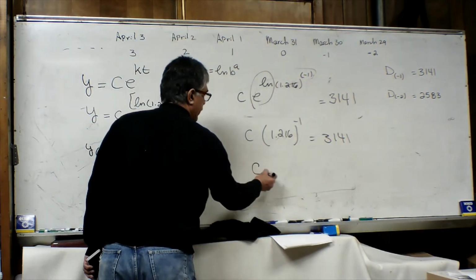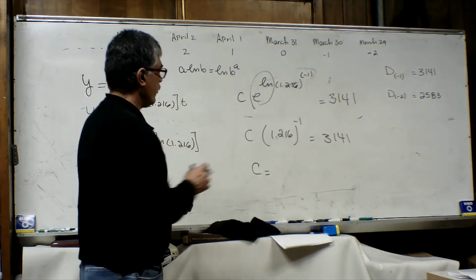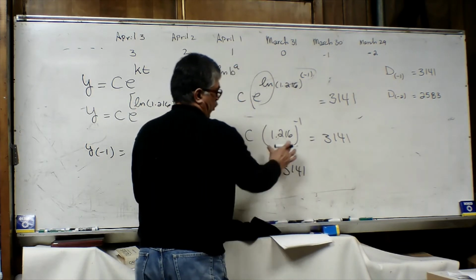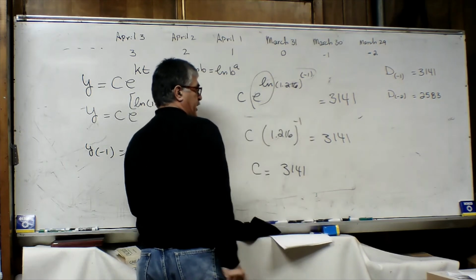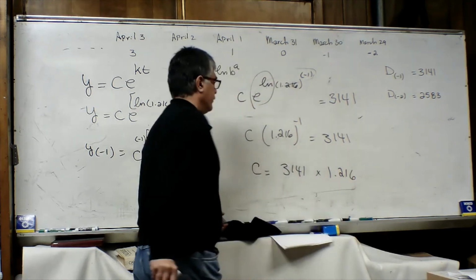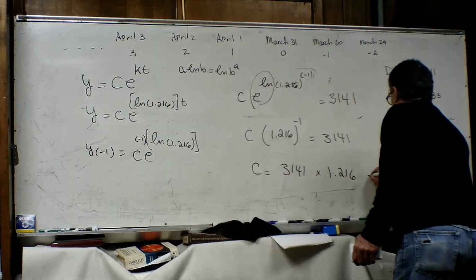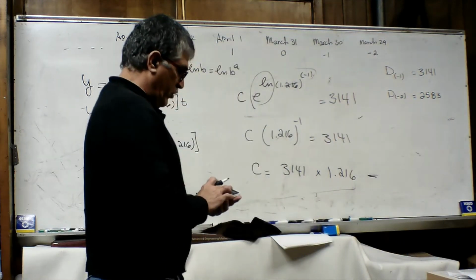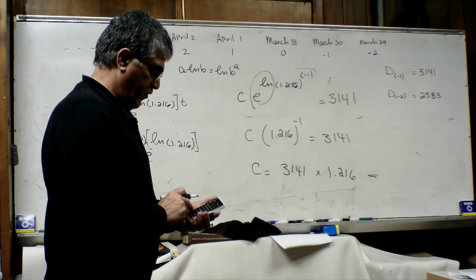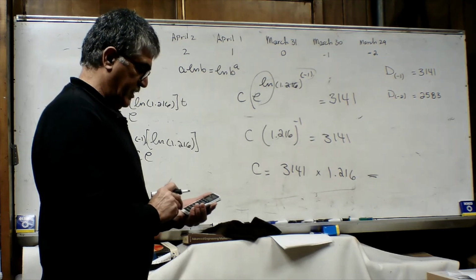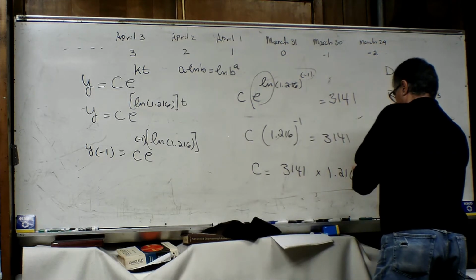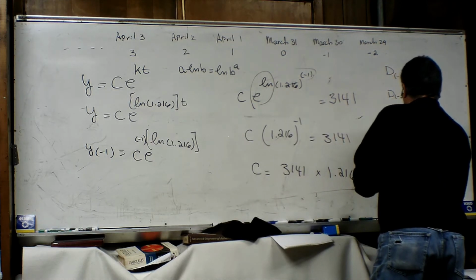So c here will be equal to 3141 divided by 1.216 to the power of minus 1, or multiplied by 1.216. So here c will be equal to 3141 multiplied by 1.216, which is going to be 3819.456.